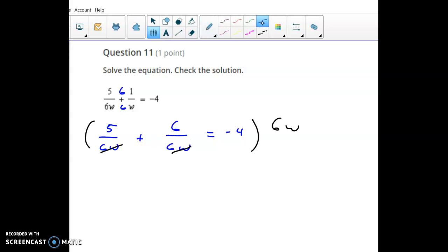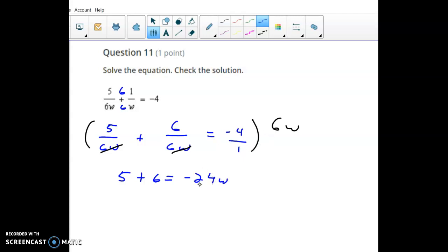So on that side, we end up with 5 plus 6. But on this side, students often think it'll be -4. But there's no divide 6w here that cancels. This is just over 1. So it's just -4 times 6w. So it's -24w. Right? So the 6w, there's nothing to cancel there.